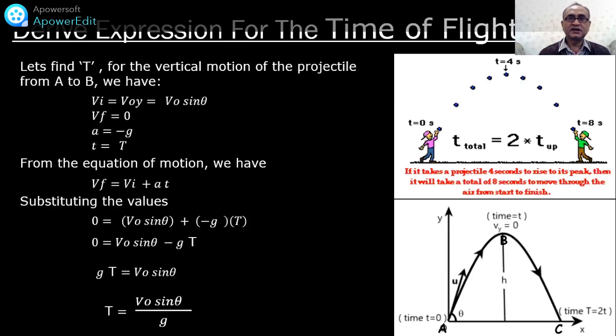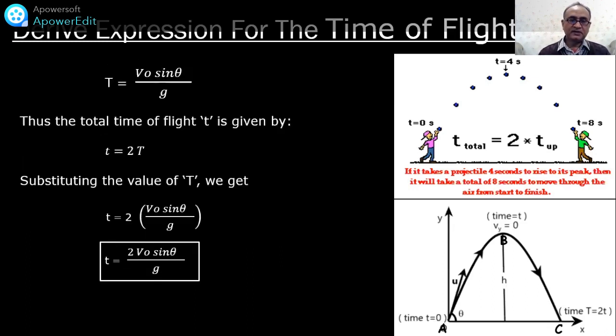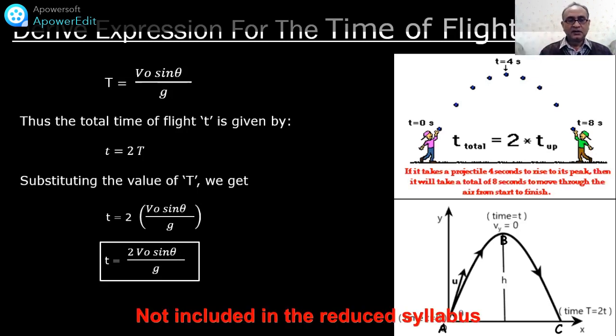So in the next slide, what will we do? We will find the total value. This is the equation you can see that was there on the last slide. It's the time for half the path, from A to B. Thus, the total time of flight T is double of it: T is equal to 2t.